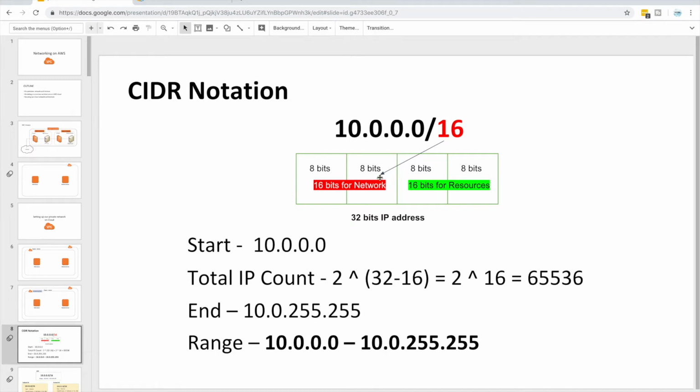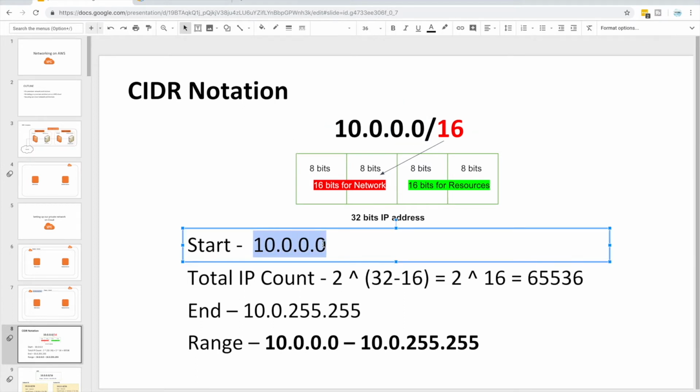That means the first two blocks cannot be changed. So 10.0 will stay for any IP address in our IP address range, and the last two blocks can be changed. Let's take an example. What is the starting IP address? The first IP address is 10.0.0.0.